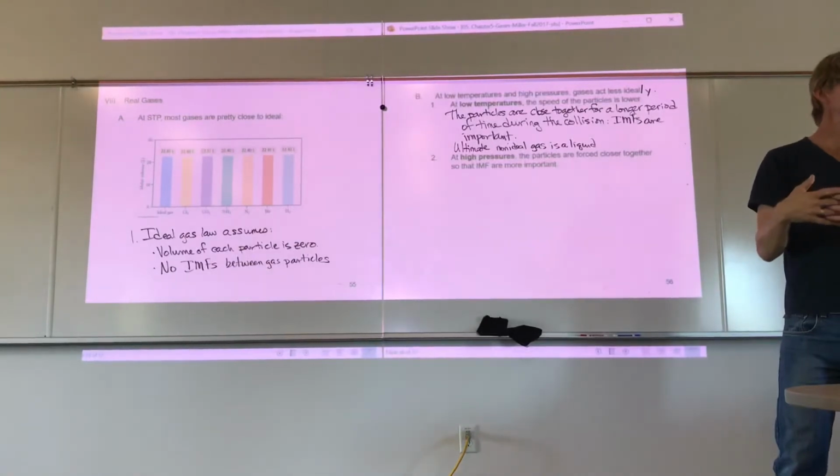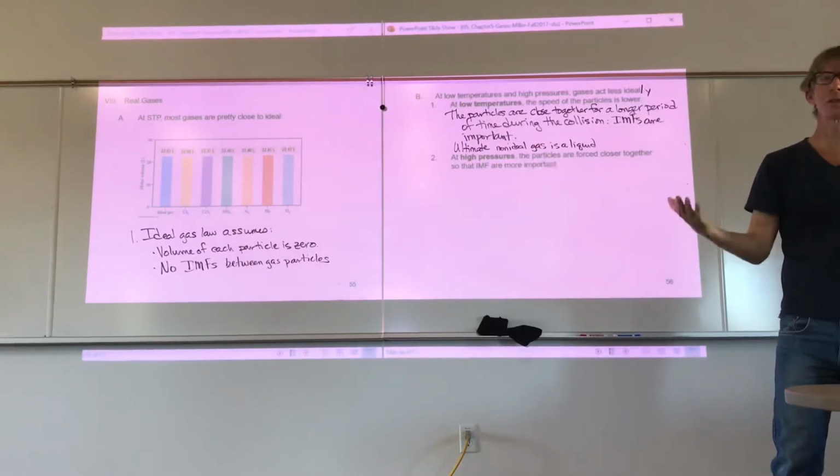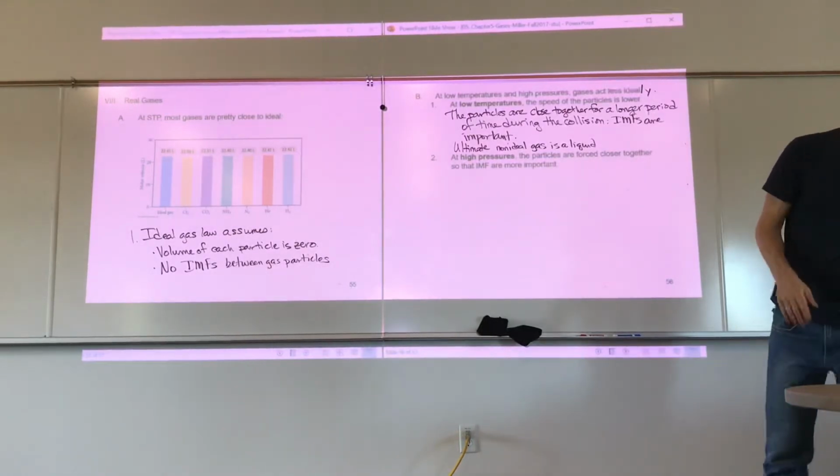Because in a very real way, as temperature decreases, we will see that the pressure decreases as well, all other things being the same.